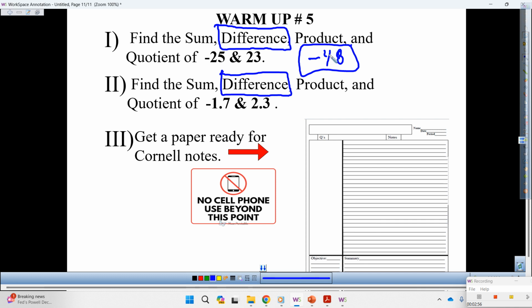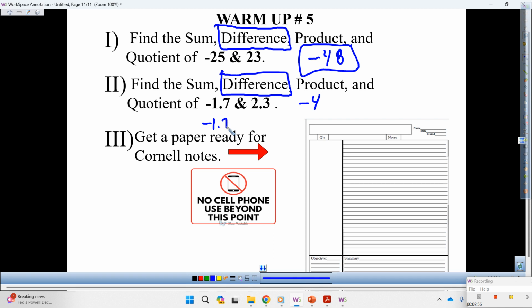All right. Next, number 2. Find the difference of negative 1.7 and 2.3. Show your neighbor what you got for that, and then pass it to someone. Negative 1.7 and 2.3. Jesus, pass the one. Samantha? Negative 4. Let's double check that.